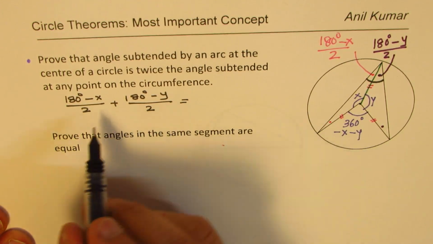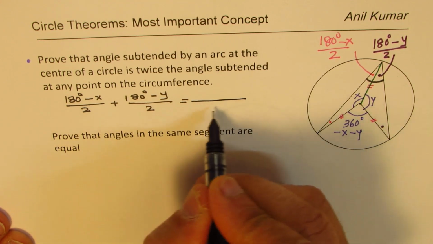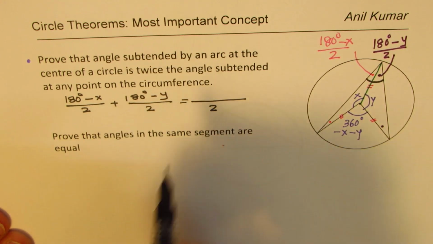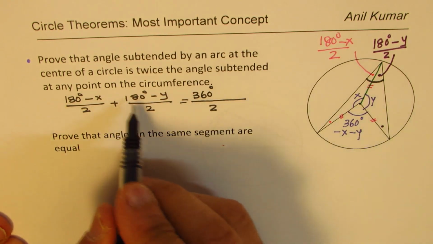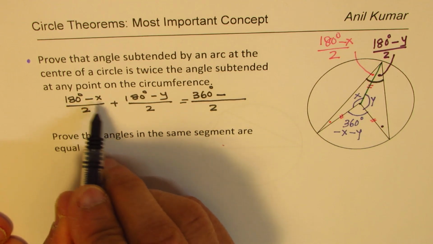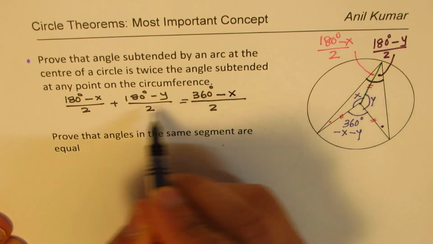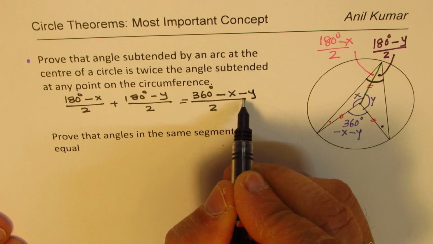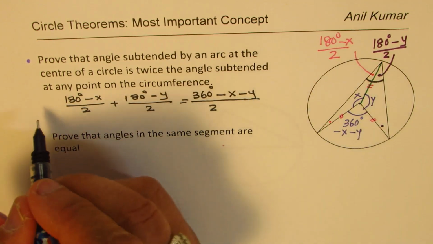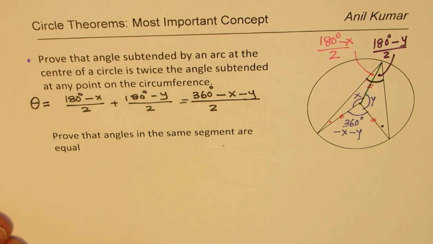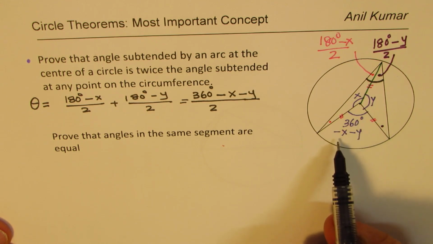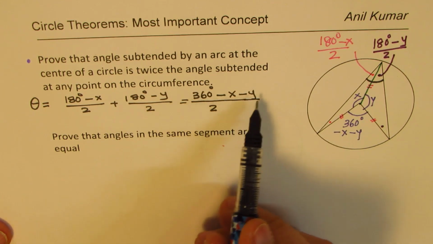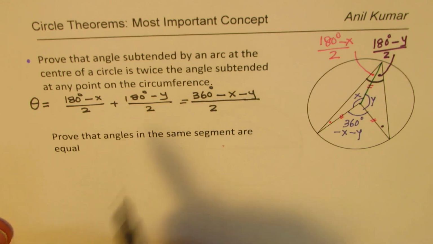So when you add them, they already have the same denominator, right? So it is 2. And we get 180 plus 180 as 360 degrees, right? And then we have minus x and we have minus y. So this is our angle at the vertex. Let's call this angle theta. Correct? Now what do you notice? The angle at the center is 360 minus x minus y, the numerator. Do you see that? Perfect.